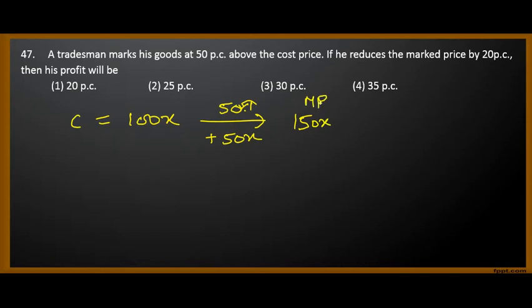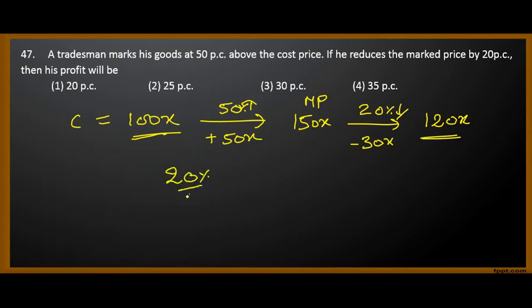This is the market price. On the market price, how much discount is given? 20% discount is given. So what is 20% of 150x? 30x. If you deduct 30x from 150x, you will get 120x. So what is the cost price? 100x. What is the selling price? 120x. The profit is 20x over 100x. So the answer is 20%. So the answer is option 1.